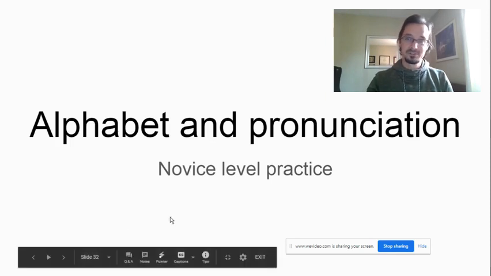So that finishes up the vowels for us. Next time we'll get into the consonant sounds. Keep practicing, keep reading.